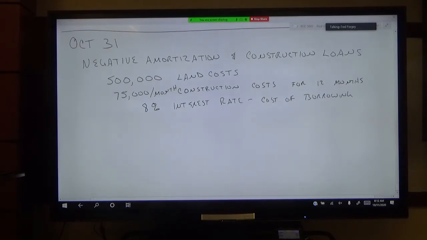So in this particular scenario, let's just think about what's happening. If we look at this as a timeline over 12 months, all right, here at time period 0, we are spending $500,000, and then each month we are also spending $75,000.